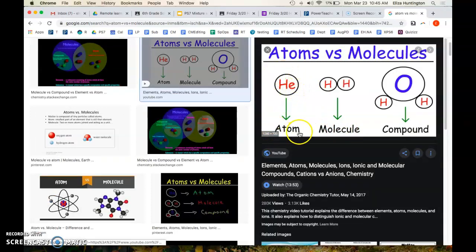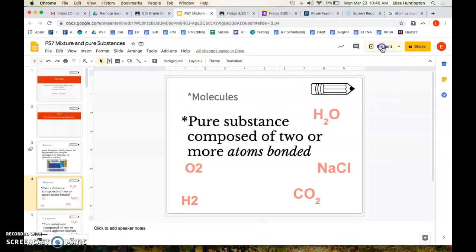So here we have an atom. That's just like a single little unit of matter. A molecule is two or more of those units of matter, two or more atoms bonded together. So we could have like four atoms bonded together and we would still call it a molecule. This is a compound, which we're going to talk about next. A compound is also a form of molecule. See how there's three atoms bonded together? That counts as a molecule because there's more than one atom bonded together. All right, let's go back here.